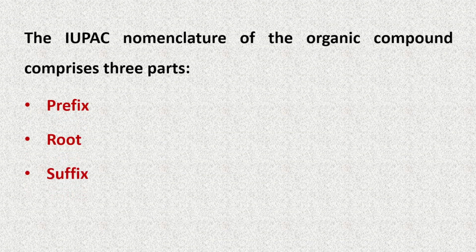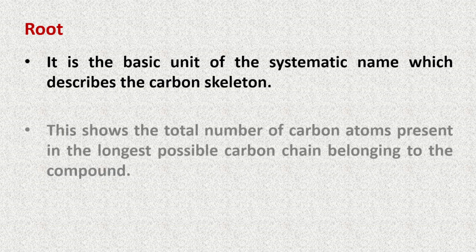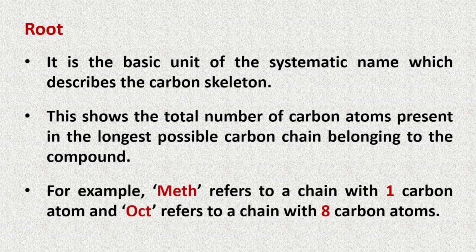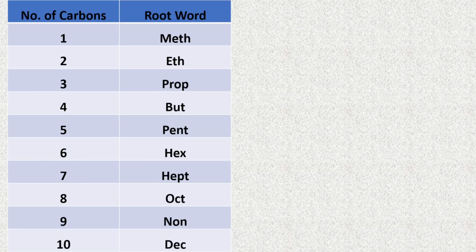Let me first discuss the main building part of any organic name that always exists, which is the root. The root is the basic unit of the systematic name, which describes the carbon skeleton that shows the total number of carbon atoms present in the longest possible carbon chain belonging to the organic compound. For example, meth refers to a chain with 1 carbon atom and oct refers to a chain with 8 carbon atoms. Here I have tabulated the root words for carbon chains of up to 20 carbon atoms.